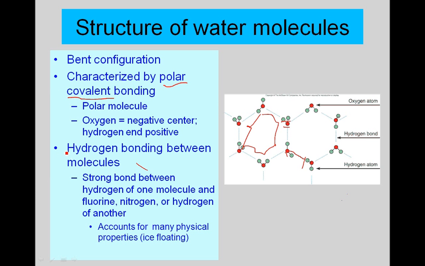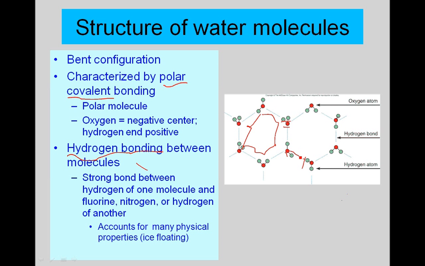Water also has hydrogen bonds. And if you remember again, hydrogen bonds are the weak bonds. I show you here that you can have one hydrogen of one water molecule bind to the oxygen of another water molecule, and this creates a hydrogen bond between both of them.